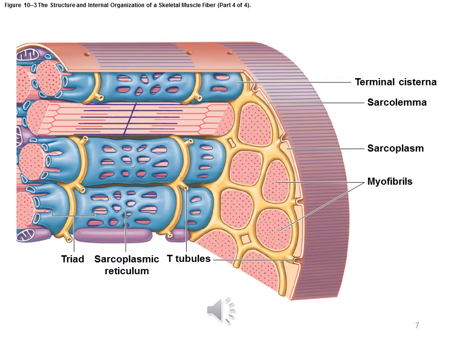Interior to the plasma membrane, so on the inside of that plasma membrane, it is going to surround the cytoplasm of the muscle cell, which is known as the sarcoplasm. And this is the cytoplasm of the muscle cell.